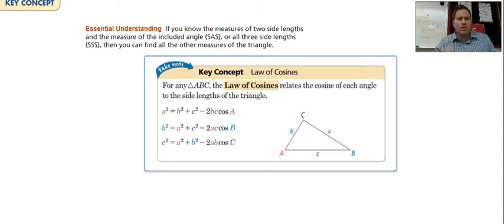Alright, welcome. So this is the 8.6 video, and today we are dealing with the law of cosines. Last video we dealt with the law of sines. This one is the law of cosines.